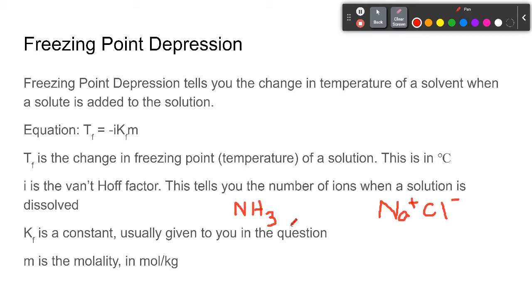Our Kf is a constant. I'm usually going to just give that to you in the question. The only time I won't give you a Kf is if I'm asking you to solve for the Kf, which is just a little bit of algebra at that point. And then M is your molality. We talked about that the last couple of days. Molality, moles per kilogram. And again, that will probably be given to you in the question. I don't think I'll make you solve for molality before doing a freezing point depression.